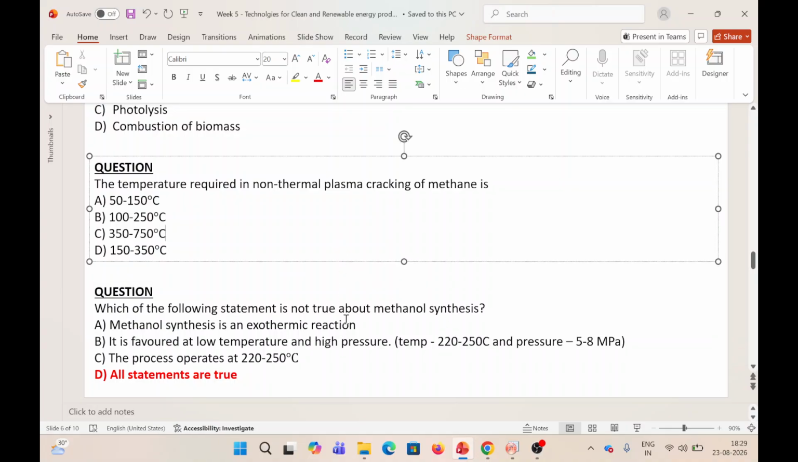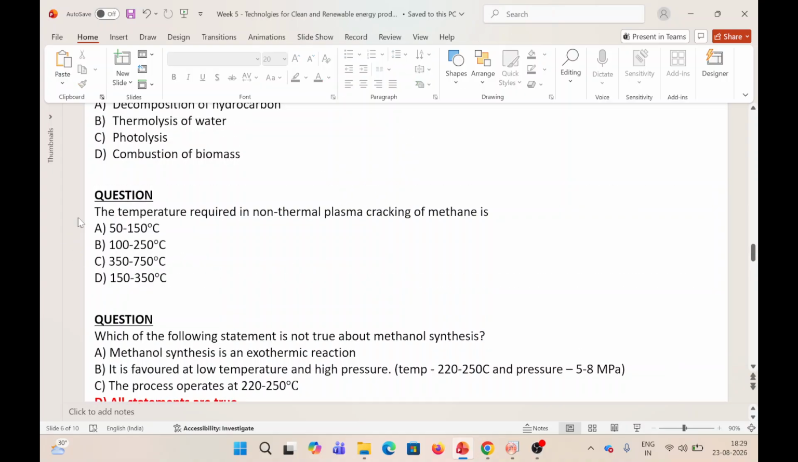And it's an exothermic reaction. Energy gets released in this process. So that is the reason low temperature and high pressure favor the methanol synthesis process. So all the statements are true. I hope no questions in this.